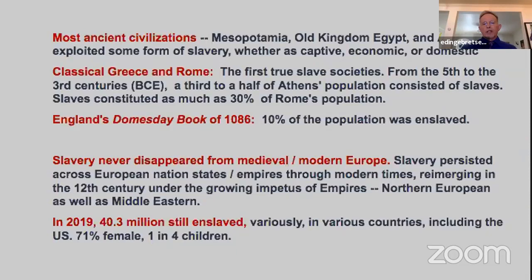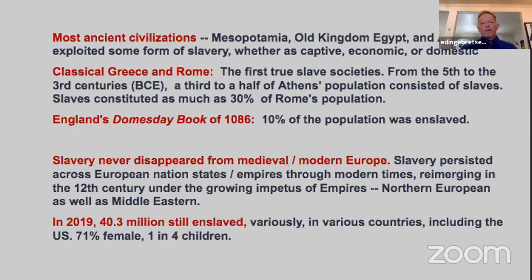Most ancient civilizations, Mesopotamia, Old Kingdom Egypt, Asia, exploited some form of enslavement, whether it was captive, economic, or domestic. But classical Greece and Rome, they are our mentors and our political models. They were the first true enslavement societies. From the 5th to the 3rd centuries BCE, a third to half of Athens' population consisted of enslaved people. Enslaved persons constituted as much as 30% of Rome. In 1086, England, 10% of the population was enslaved.